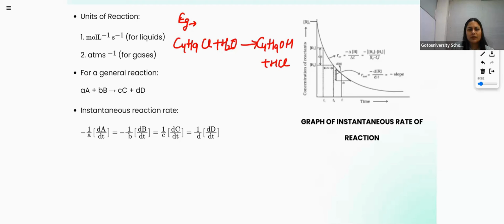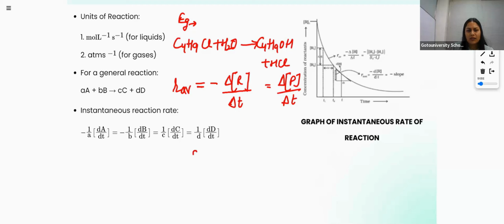Now how are you going to write the average rate for this reaction? For the reactant side, it will be minus delta of the change in the molar concentration of reactant by change in time, and for the product side, it will be change in molar concentration of product by change in time.